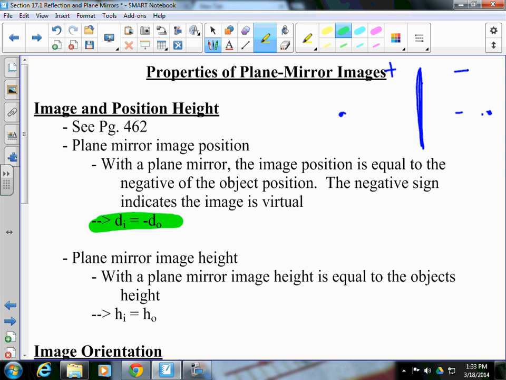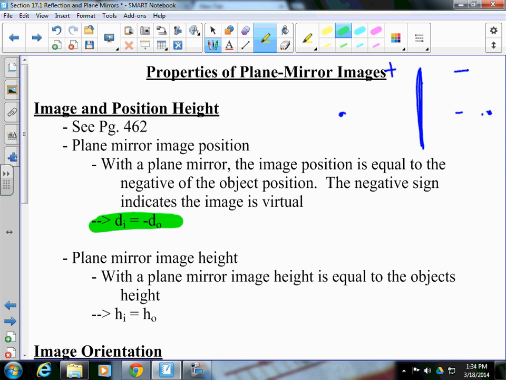So we can put that into an equation. The distance of the image is equal to the negative distance of the object. Again, why do we have a negative sign? The negative sign is indicating that the image is virtual, into the mirror.